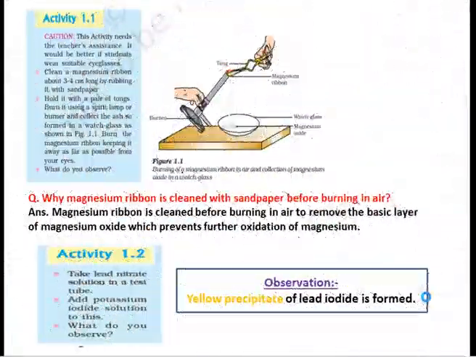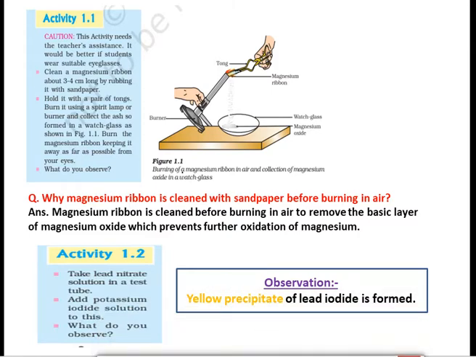Next, we are going to start with the first experiment given in your textbook. That is activity number 1.1. In this, the first thing we have to do is take a magnesium ribbon, then clean it with the help of sandpaper. Then with the help of tongs we hold the magnesium ribbon and burn it in the burner, right?